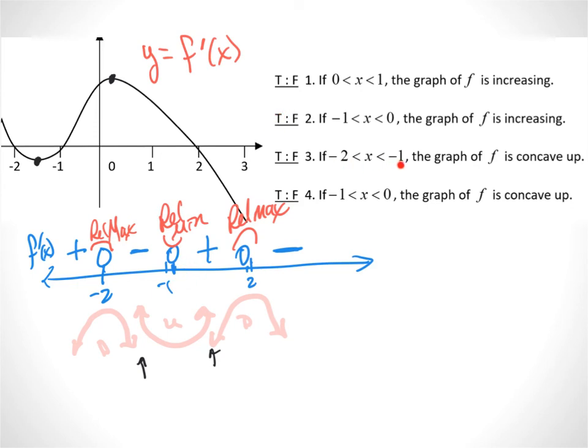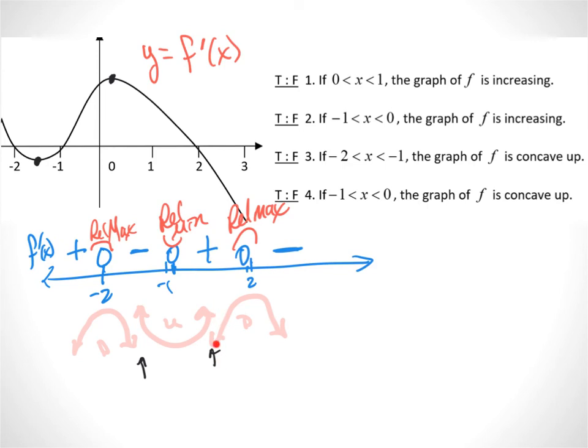From negative 2 to negative 1, the graph is concave up. Well, it's concave up for part of it, but not all of it, so that answer is false. And then from negative 1 to 0, the graph is concave up.